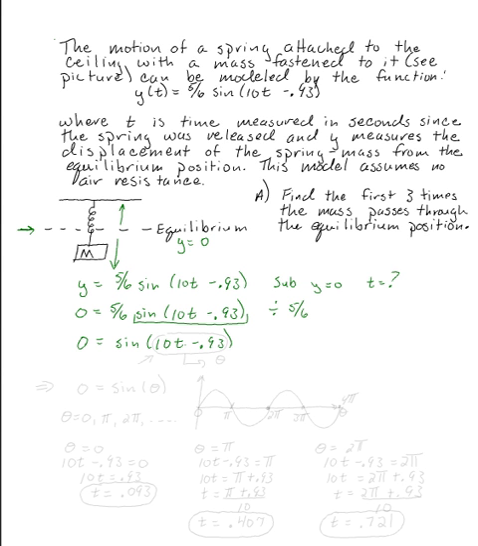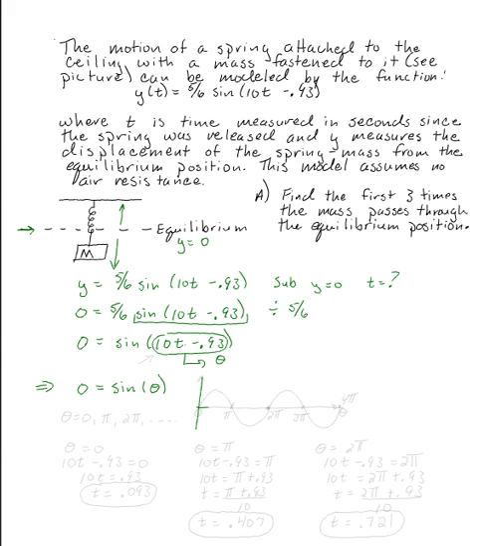To simplify this problem, I'm going to call this whole inside part, this 10t minus 0.93, theta, and make it a nicer problem to solve. That is, I'm going to solve the equation 0 equals the sine of theta. If I can solve this one, then I can go back and replace what theta is equal to, that 10t minus 0.93. So focusing now on the equation, sine of theta equals 0, I'm asking myself, for what theta will the sine of theta equal 0?